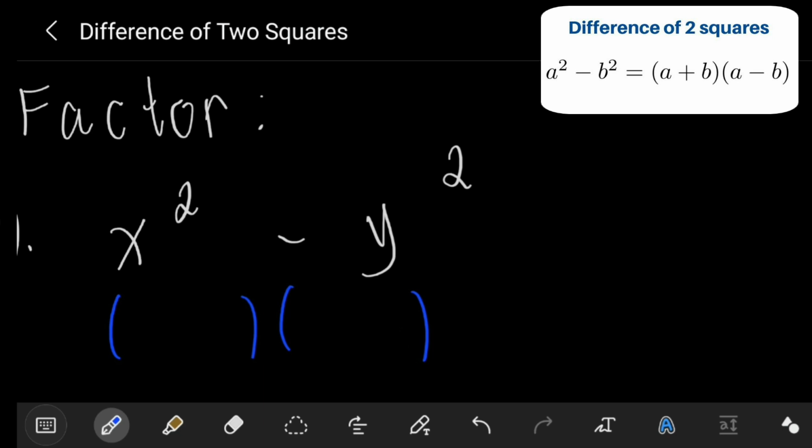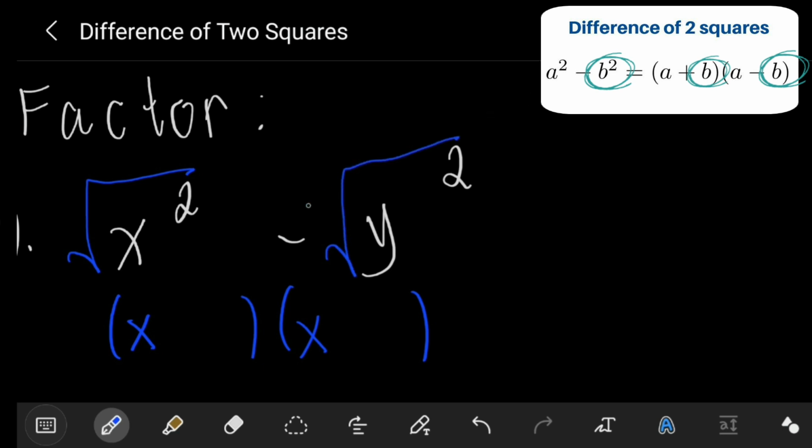Okay? Para magkaroon ng laman yang mga parenthesis na yan, kukunin natin yung square root ng first term. So, square root of x squared is x. Ayan na yung first term natin para sa sum and difference of two terms. So, sa two terms na yun ay meron ka nang isang term which is yung x as your first term. Second term natin will be square root of y squared and that is y. Then, dahil sum and difference, yung isa is plus and then yung isa is minus.